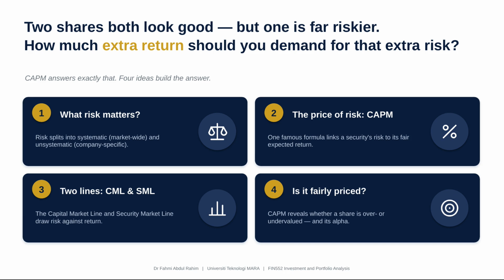The first idea is understanding what kind of risk actually matters, because risk splits into two types: systematic or market-wide risk and unsystematic or company-specific risk. The second idea is the price of risk itself, captured in the famous CAPM formula that links a security's risk to its fair expected return.